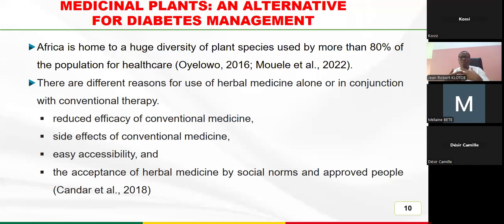Different reasons can promote the use of herbal medicine. We have the price, which is very low, the accessibility, and also the acceptance by the population, because traditional medicine has a long history of use.